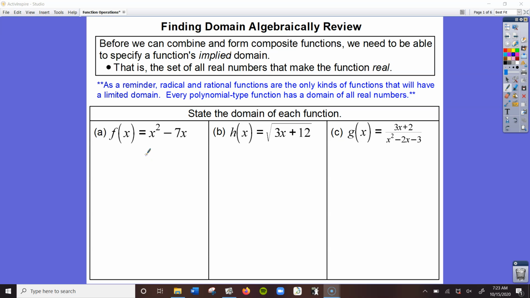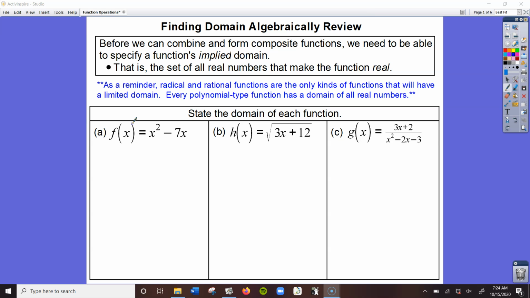function. Now, I put here as a reminder that radical and rational functions are the only kinds of functions that will have a limited domain. This means that its domain will not be negative infinity to infinity and will have some kind of what we call a restriction. Every polynomial type function has a domain of all real numbers.